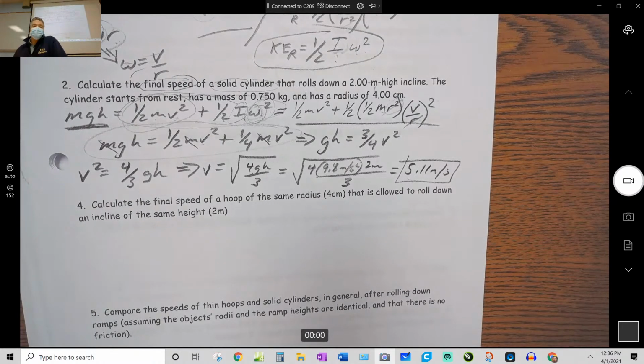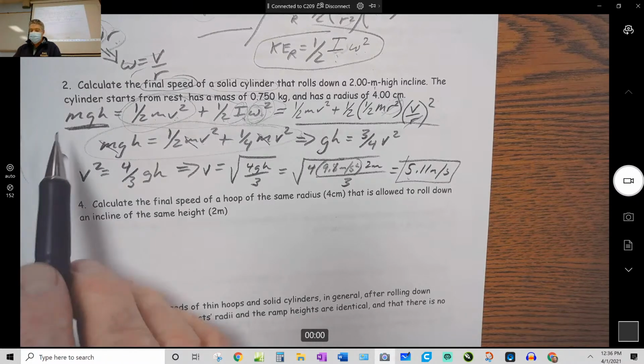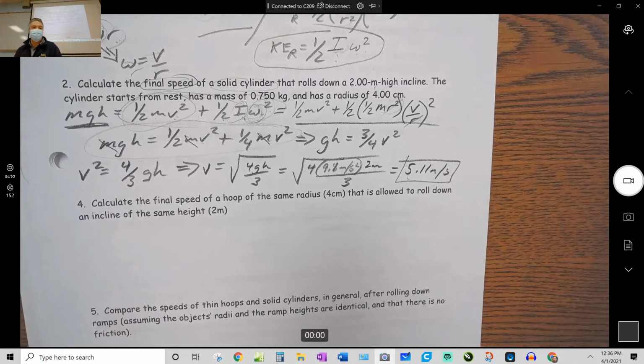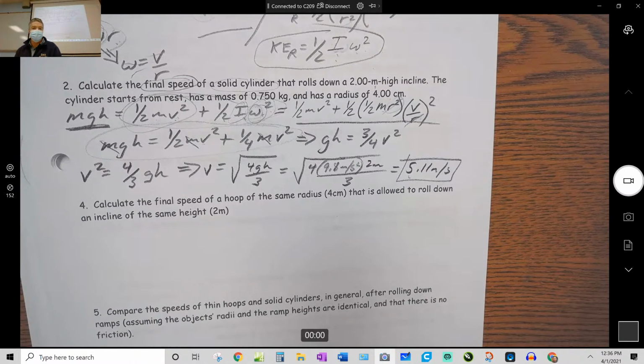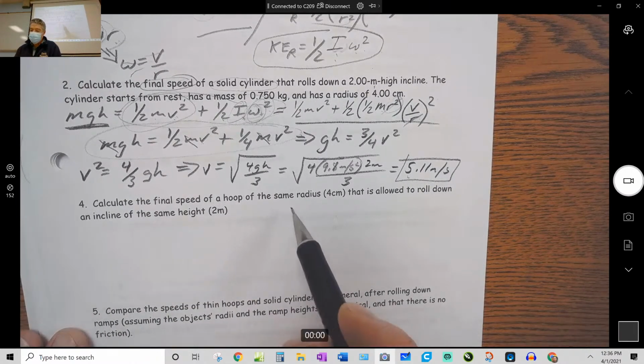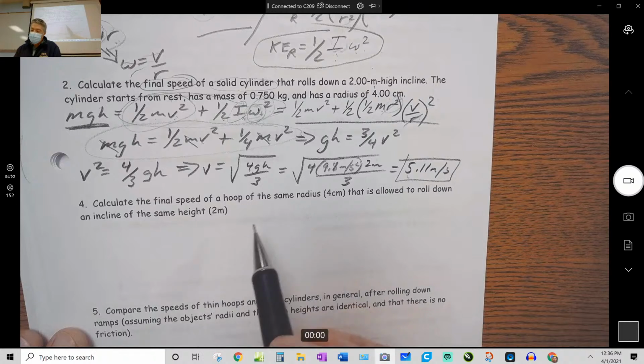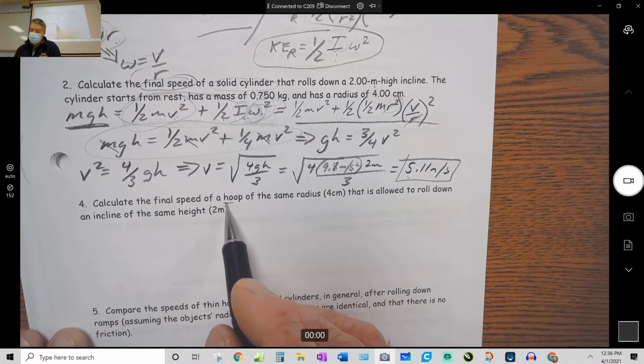So it's a good bit of math, but it's not impossible to do. And it looks like at some point there was a number 3 here, but I felt like it was just extra. So number 4 is asking to do the same thing, but with a hoop.